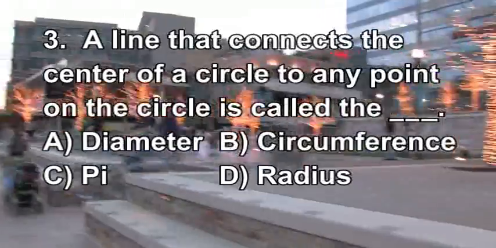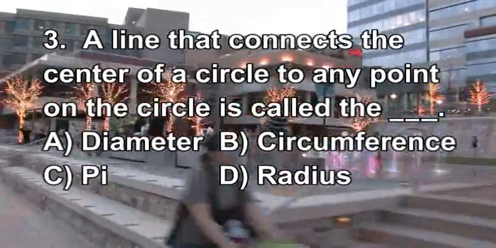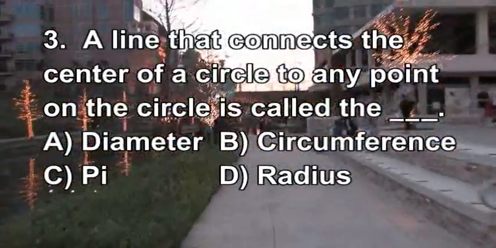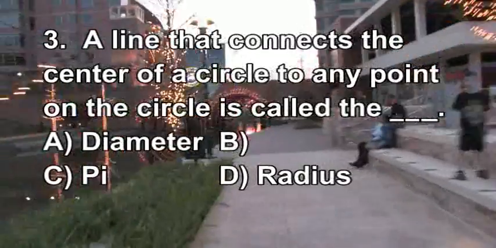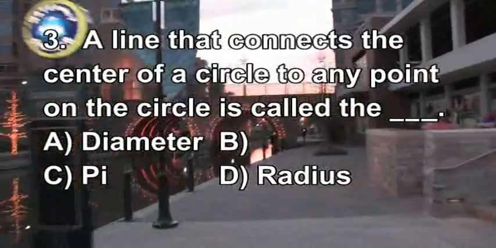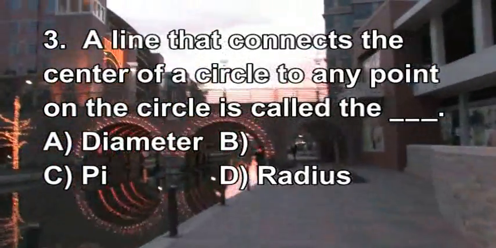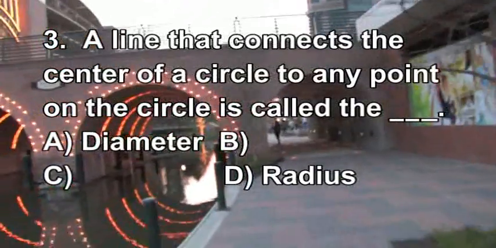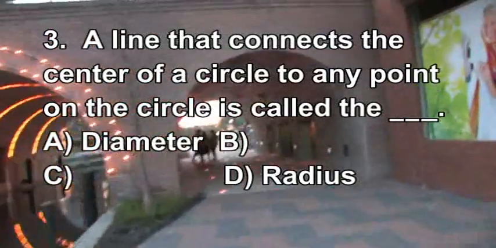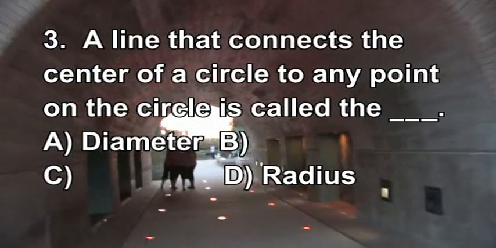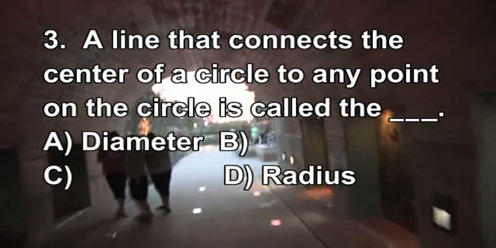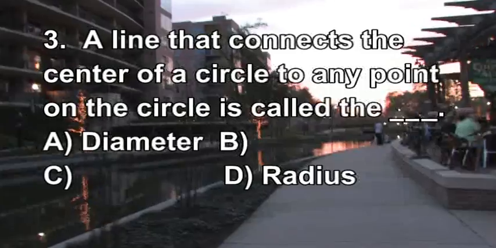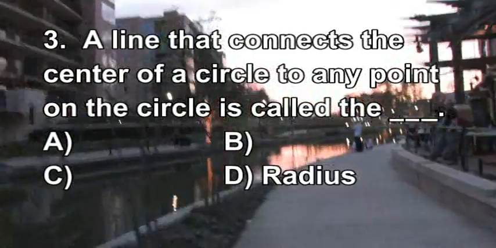First, let's get rid of the incorrect choices. The circumference is the distance around the circle. Therefore, B is incorrect. Pi is the ratio comparing the circumference to the diameter. So C is incorrect. That leaves A and D as your two choices. It takes 2 radiuses to make a diameter, and the diameter goes all the way across the circle through the center. So the correct answer is D, radius.